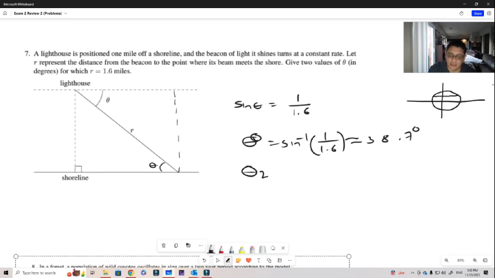So for the second angle, I just need to do 180 minus 38.7 degrees. And I just have to be careful here because I obtained this in degrees, because the values that are being requested are in degrees. So you just have to be careful with your calculator not to be using radians when you should be using degrees.